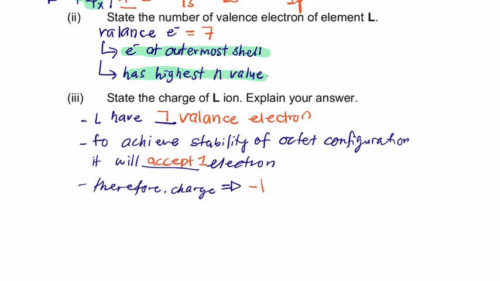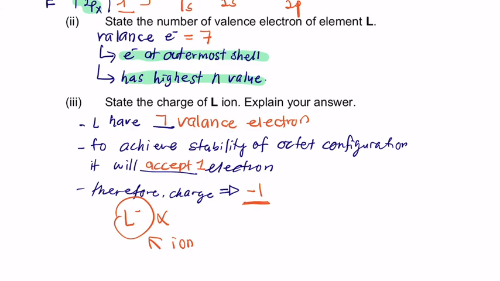Okay. So, kalau you bagi jawapan L equal to negative, salah. Sebab ini adalah ion. Dia specifically minta charge. So, you kena jawab negative 1. Okay, so that's all. Thank you very much.